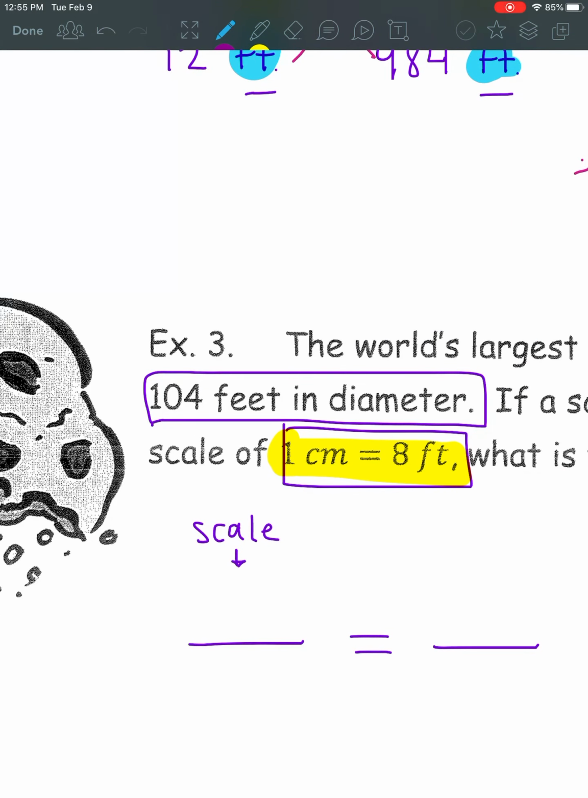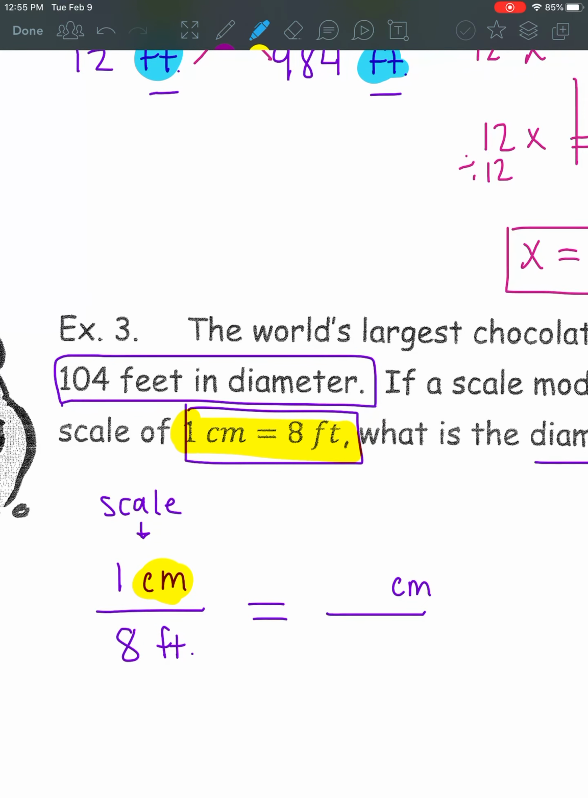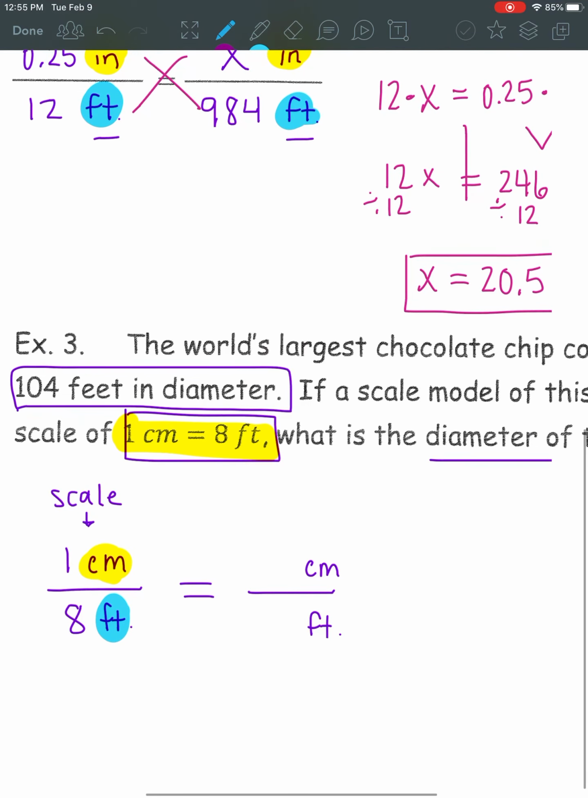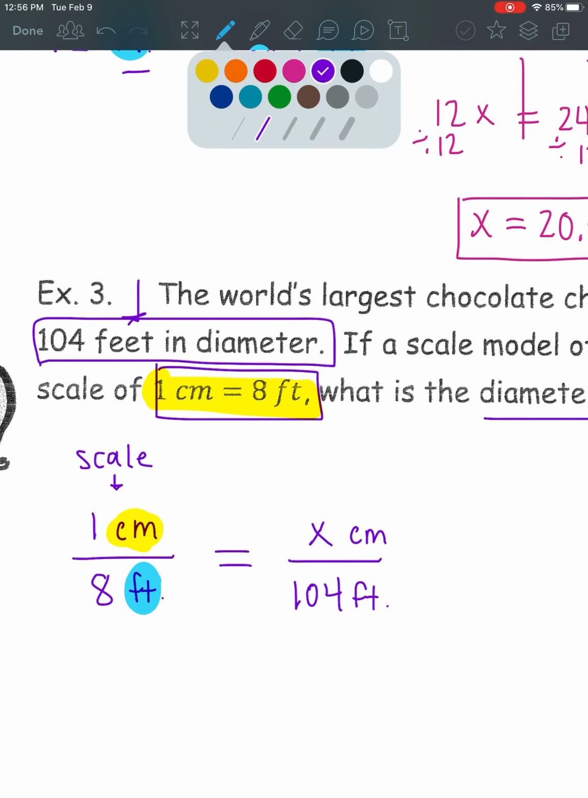Okay. So first of all, let's put our scale in the first fraction. 1 centimeter is 8 feet in real life. We put centimeters on top, so we need to keep centimeters on top in the second fraction. We put feet on the bottom, so we have to keep feet on the bottom as well. So the next fraction, we need to decide what were we given. Were we given the real life or were we given the model? In this case, feet, 104 feet, that was the real life diameter of the cookie. All right, and we are solving for the diameter of the model. So there is our proportion.